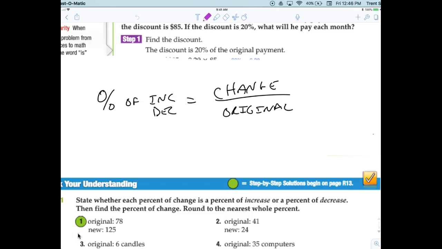There was a simple formula, and the formula was the change divided by the original amount. That is the formula that we're going to be using. The change divided by the original amount. That's how you figure out the percent of increase or decrease. Anybody have any issues? All right, so now let's go ahead and get started.